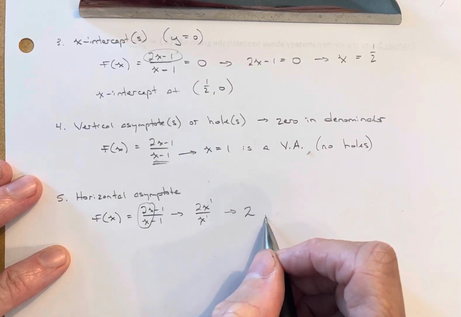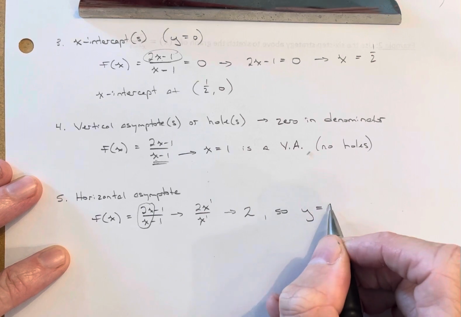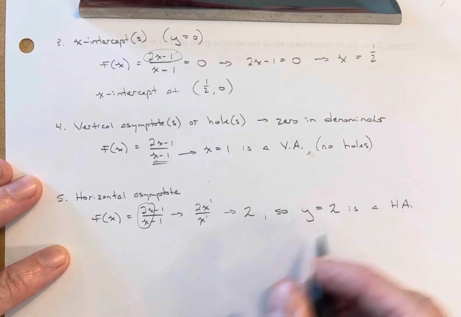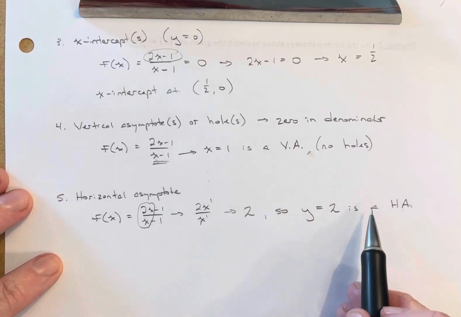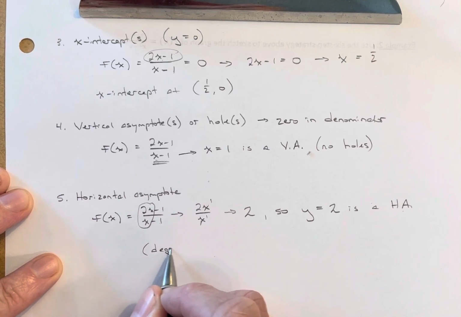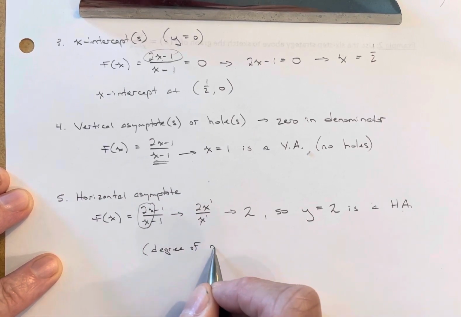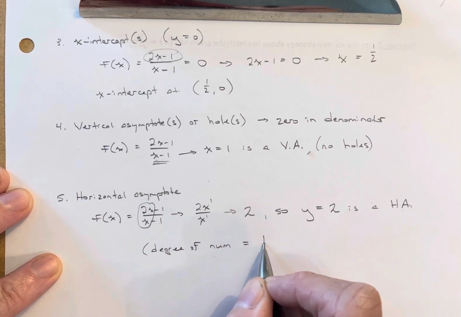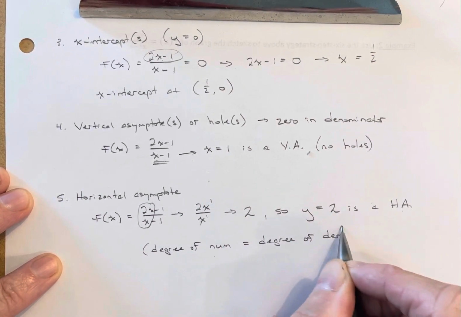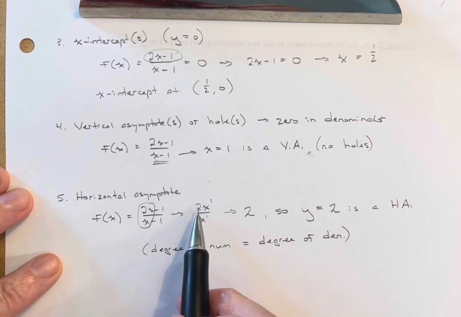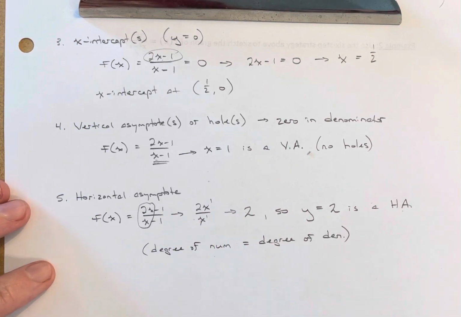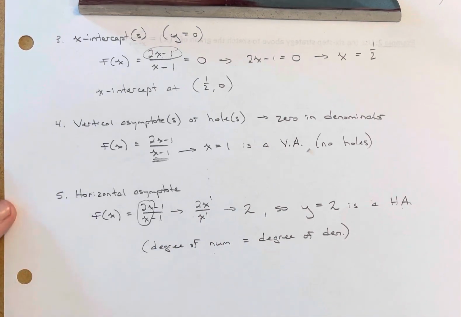So y equals 2 is a horizontal asymptote. Now, I said it in words, but let's note it down here. The degree of the numerator equals the degree of the denominator. Since they're equal, we just look at the leading coefficients. 2 over 1 is 2.